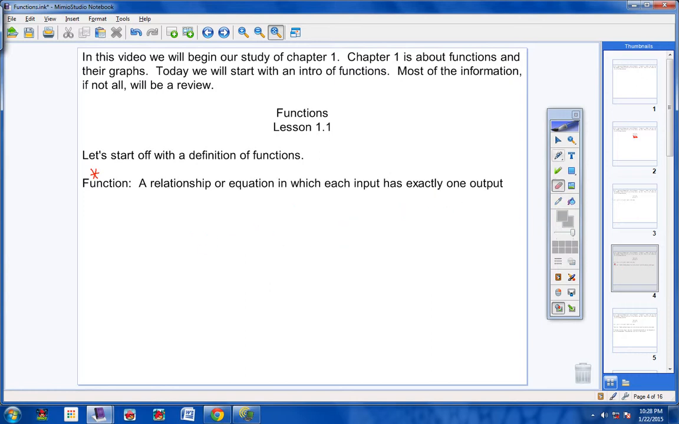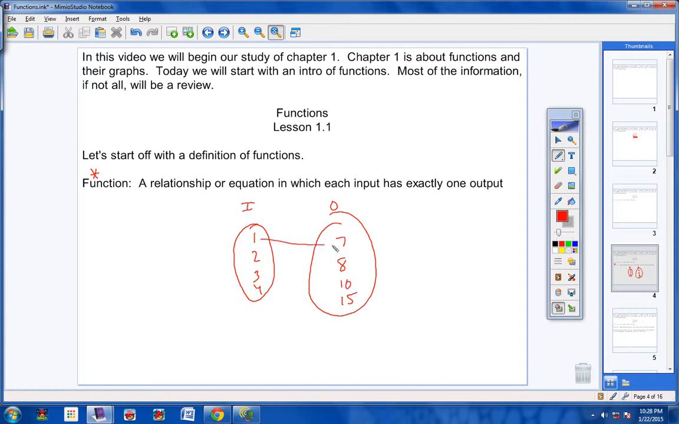Now if I gave you a list of numbers like this, say here are your input numbers, 1, 2, 3, 4, and over here are your output numbers, 7, 8, 10, and 15. Would this represent a function? Well, let me ask you a question. Did each input have only one output? Yes. 1 had a 7, that's one output. 2 had an 8, that's one output. 3 had an 8, that's one output. And 4 had a 10, that's one output. Each input had one output.